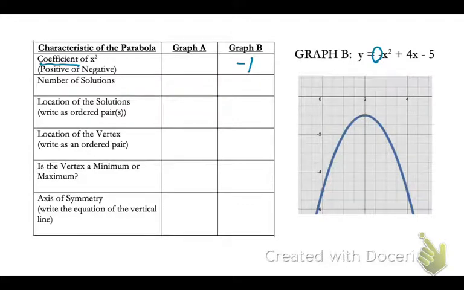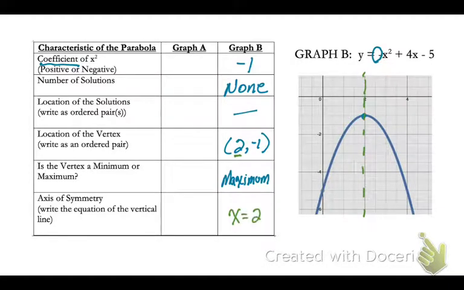Now, the solutions: notice that this graph doesn't touch the x-axis at all, so there are no solutions, or there are none. And so the next one we can just kind of cross off. It's not applicable. The location of the vertex of this parabola is this highest point where it changes directions at (2, -1). And since it is the highest point, that's a maximum. And the axis of symmetry is the equation of the line that cuts right down the middle of this guy, and it is x equals 2. Notice that that is the same value as the x value of my vertex.